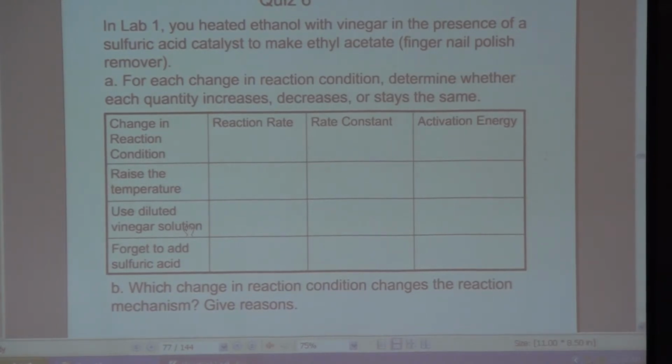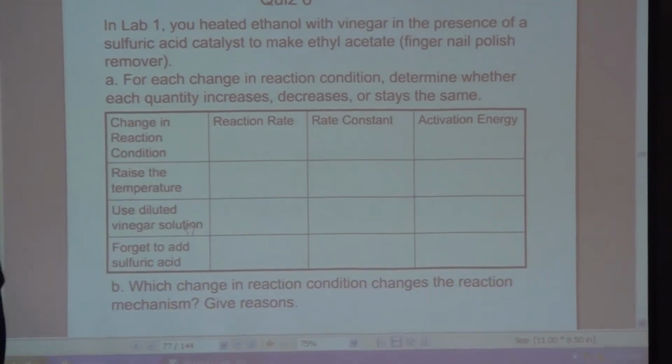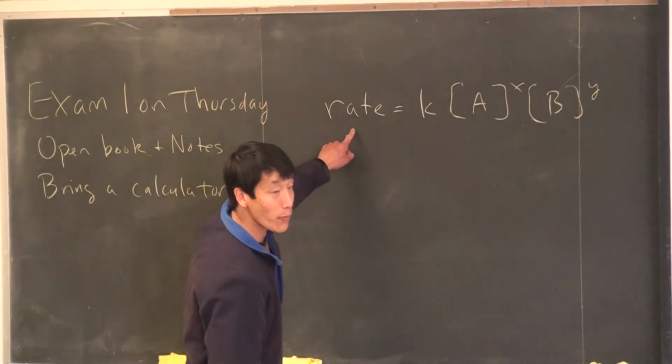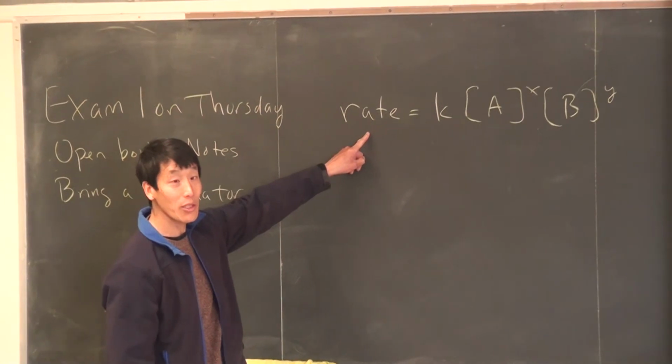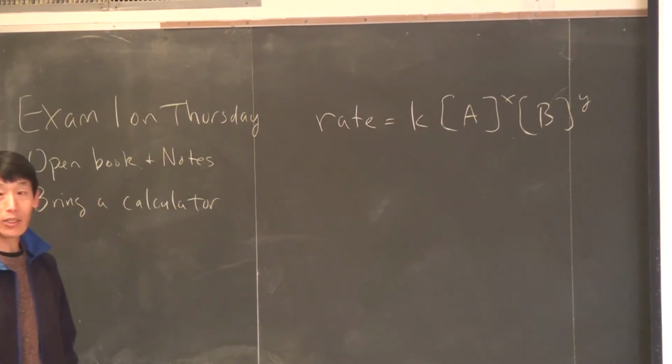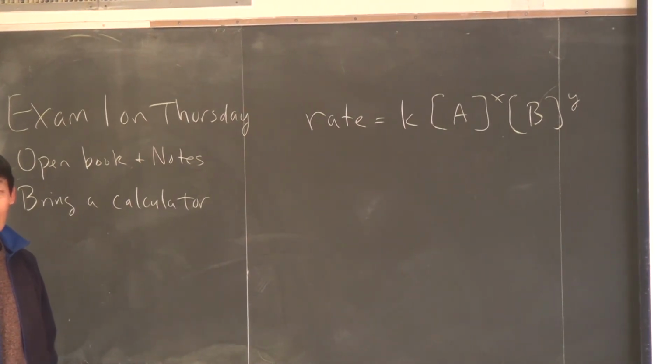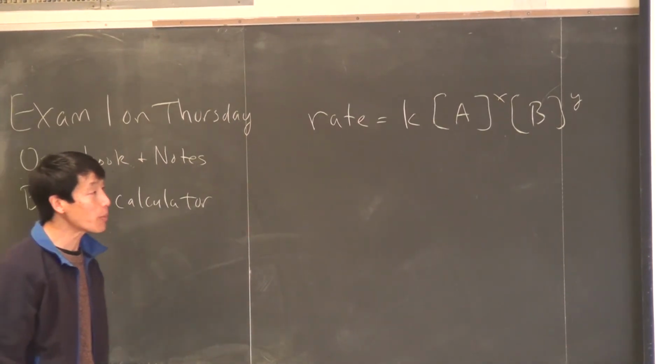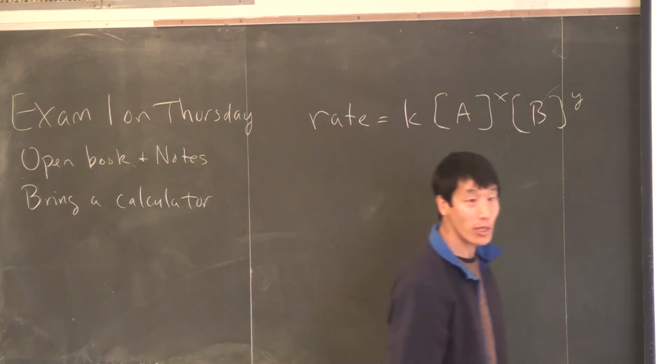What happens to the rate constant K? Does it increase or decrease? Or stay the same? Okay, so if you're saying that the rate decreases because you forget to use the catalyst, what's happening to the rate constant K? It's also going to decrease. Now note that it decreases because what's happening to the activation energy?